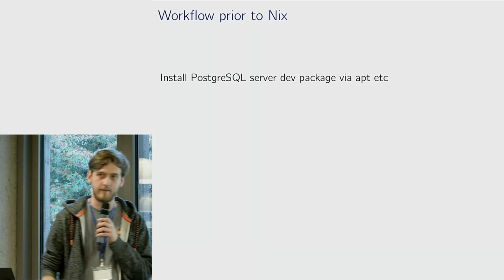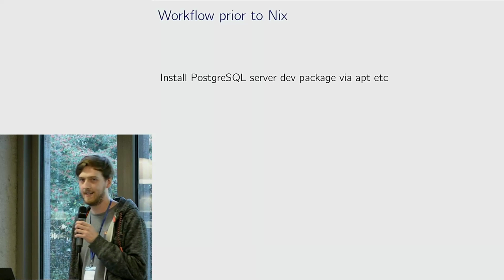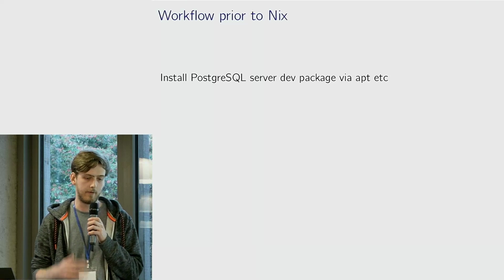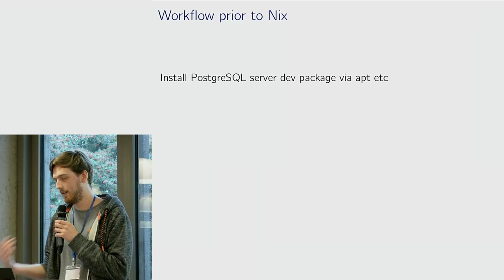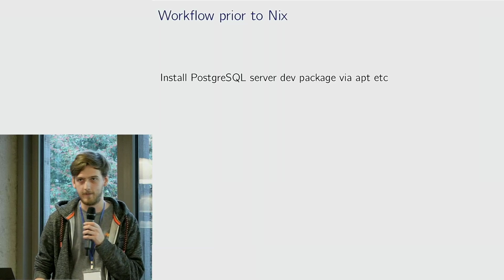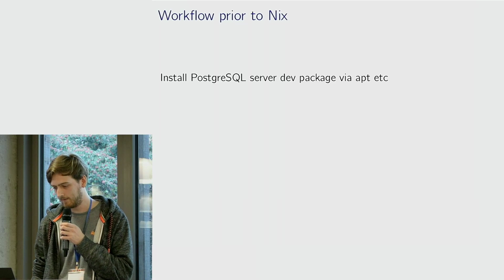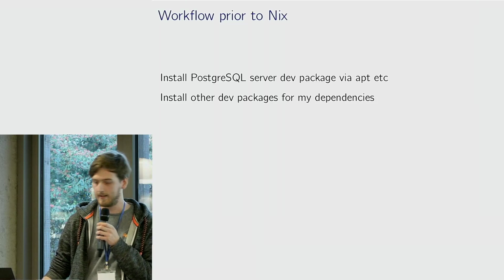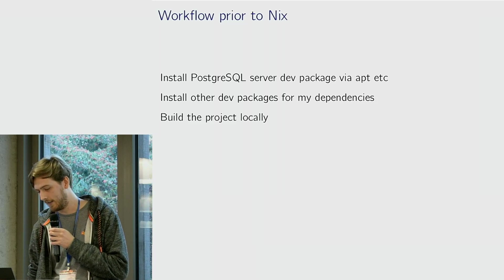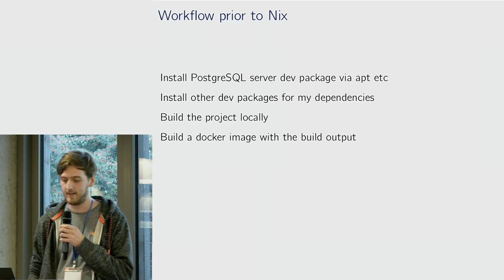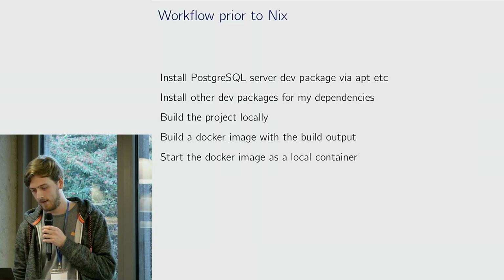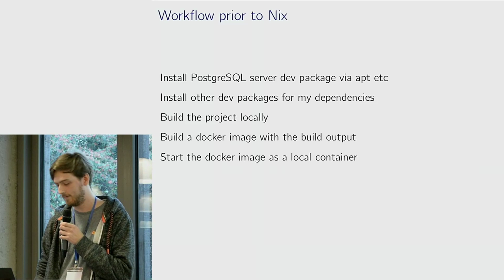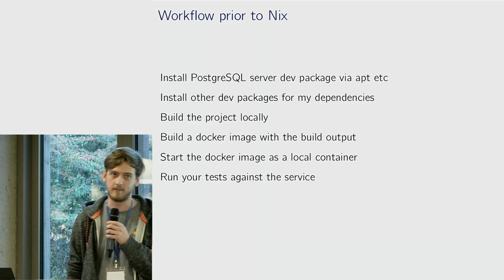So here's kind of how my workflow would work before I started using Nix. Have to install the dev package with Ubuntu package manager or apt or something. Install my other dependencies. Build the project locally. Build a Docker image with that output matching the right server version, and then start it as a local container, and then run all my tests against the service.